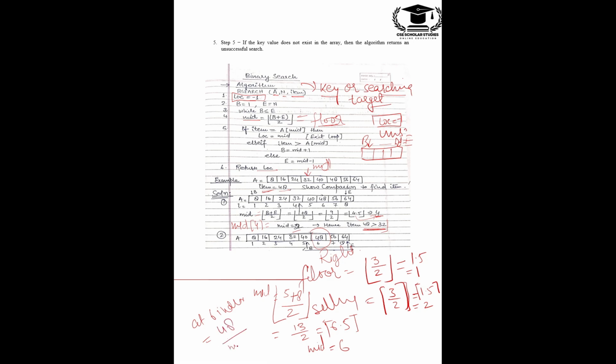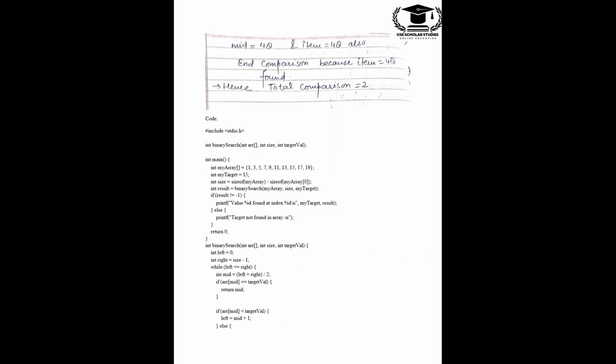Then we find the searching element; the mid and the search item match. So the total number of comparisons here is first 1 and here 2. At the second comparison we find our searching element. Here we stop the algorithm, and the total number of comparisons is 2.